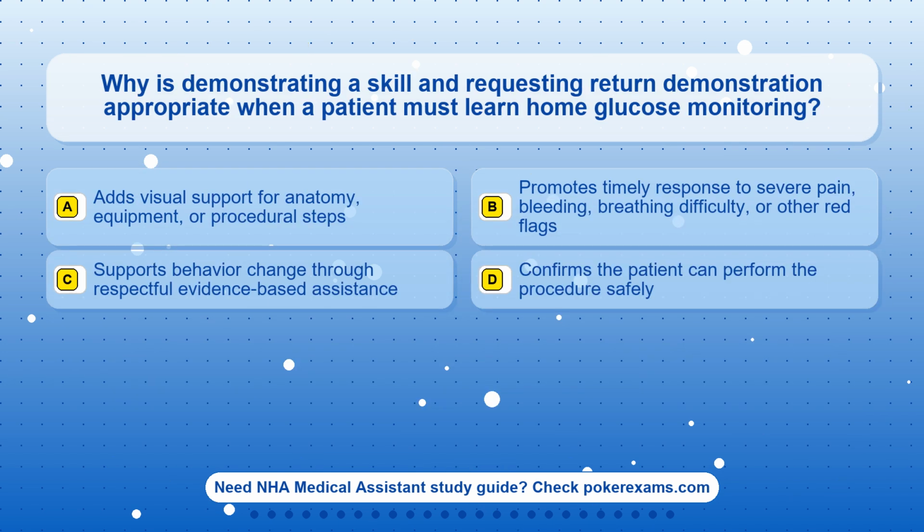Question 12. Why is demonstrating a skill and requesting return demonstration appropriate when a patient must learn home glucose monitoring? Option A. Adds visual support for anatomy, equipment, or procedural steps. Option B. Promotes timely response to severe pain, bleeding, breathing difficulty, or other red flags. Option C. Supports behavior change through respectful evidence-based assistance. Option D. Confirms the patient can perform the procedure safely.